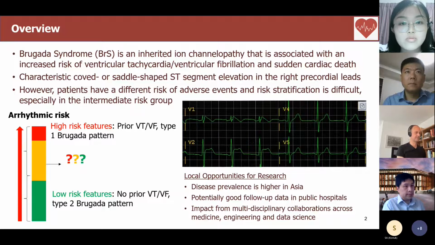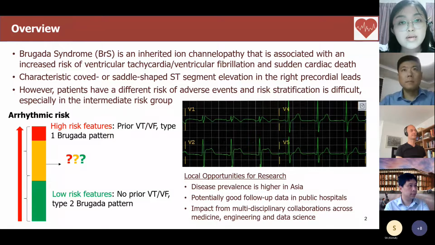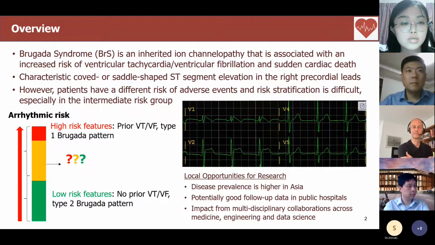However, patients have a different risk of adverse events, and risk stratification remains difficult, particularly amongst patients of an intermediate risk. There are many local opportunities for research in Hong Kong, precisely because the disease prevalence is higher in Asia, with potentially good follow-up data amongst public hospitals, and high impact can be generated from multidisciplinary collaborations across medicine, engineering, and data science, which is what our team has been doing.